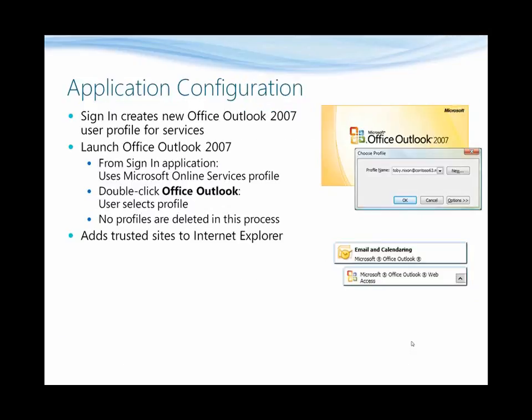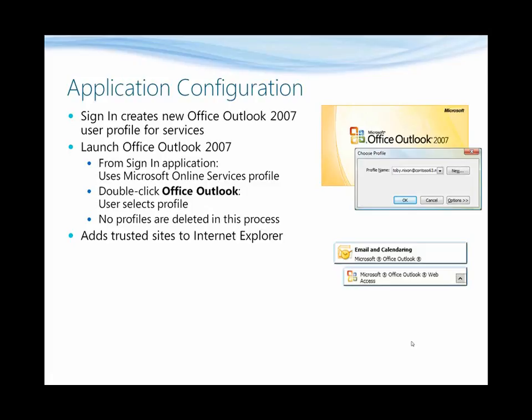For Office Outlook 2007, you'll have a current profile set up to work with your current email system. A new profile will automatically be created for you when you install the Microsoft Online Services sign-in application. The profile name will be the same as your services account logon name.